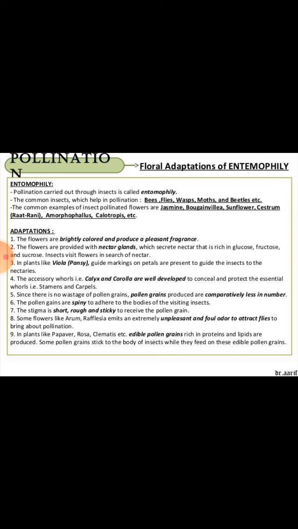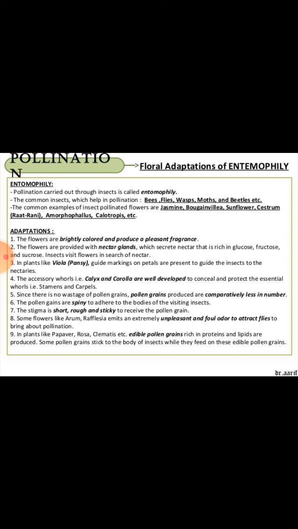What are the adaptations of entomophilous flowers? Flowers are generally large and brightly colored in nature, with dense inflorescence, and brightly colored flowers attract insects, for example bougainvillea. Next, flowers are scented and produce nectar, for example jasmine and others. Even coconut has some nectar secretion.